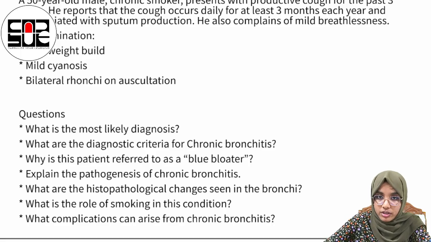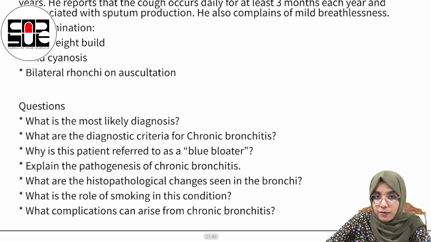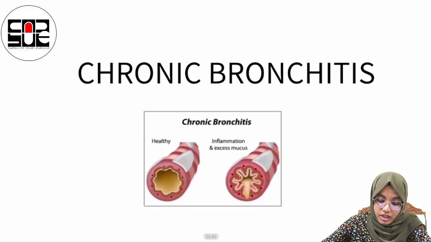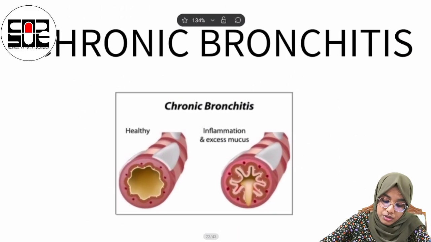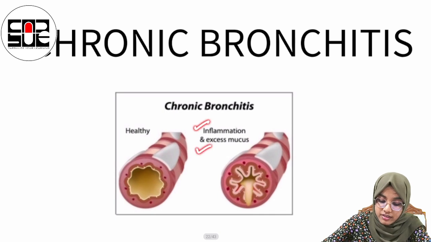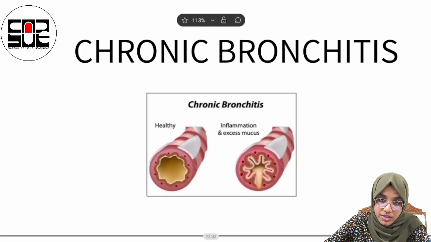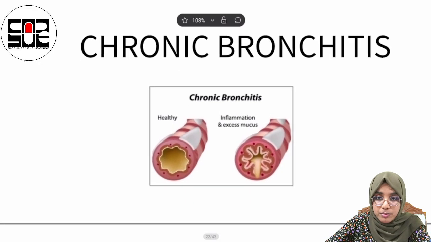So we'll be covering all these topics. You should go back and try to see if you can answer these questions by the end of this session. So let's start with chronic bronchitis. You can see in this figure, there are two terms, inflammation and excess mucus. Keep these two terms in mind. They will help you to explain the pathological changes and the pathogenesis of chronic bronchitis. Inflammation and excess mucus. So let's move on to the definition.